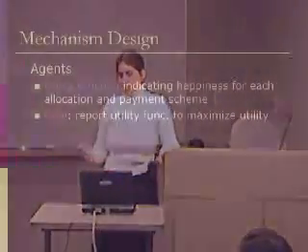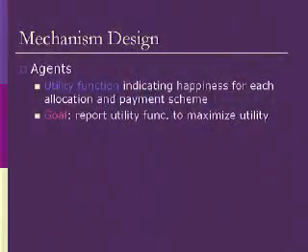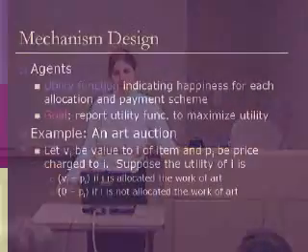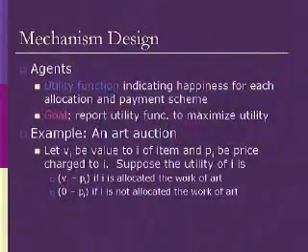So let's look at the mechanism design problem a bit more formally. It has two main components. First, you have the agents, and we assume that each agent has a utility function which indicates their happiness for any particular allocation and payment that the mechanism outputs. And the goal of the agents is to report a utility function, or to report information to the mechanism, in order to maximize their happiness.